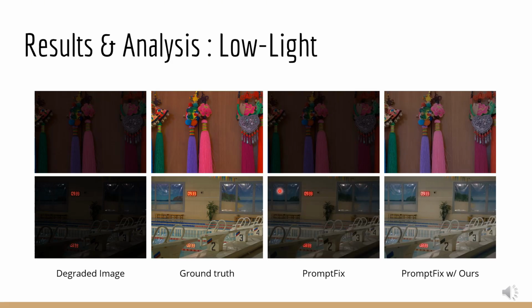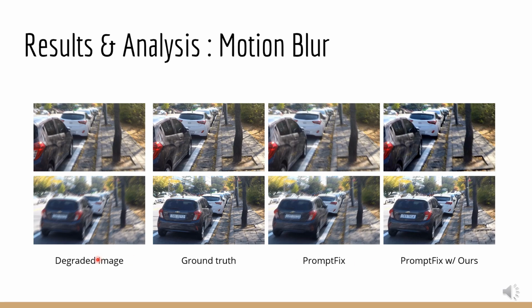Below are some visualizations of the results for low light image enhancement. We can observe that PromptFix fails to enhance the brightness of the image, whereas our method successfully improves the brightness without requiring additional training. For motion blur image restoration, our method achieves notable clarity and accuracy, effectively preserving fine details when compared to PromptFix. While our approach produces cleaner results overall, it still faces challenges in fully recovering fine-grained details, such as text on license plates.